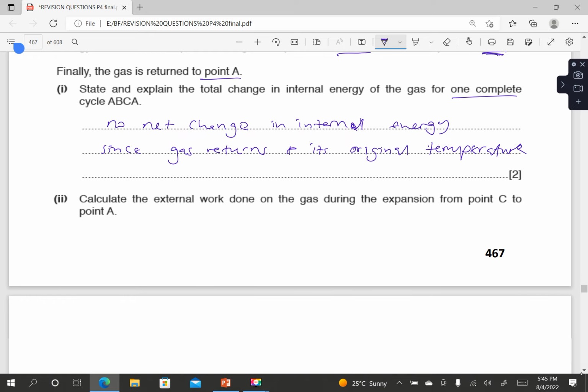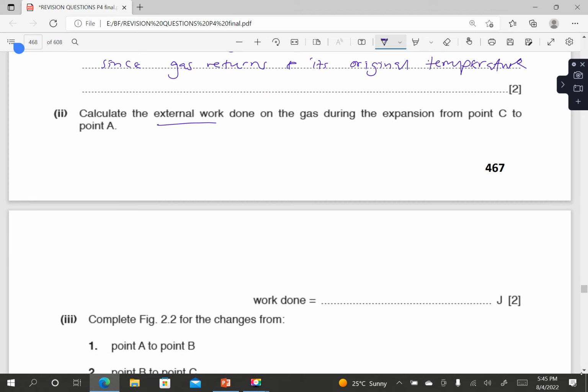Okay, I think that is obvious. Calculate the work done, external work done on the gas during the expansion from point C to point A. So we can get the work done. Since it is an expansion, you have in mind that the work done is going to be negative. So work done is equal to pressure times change in volume. Now the pressure, from the graph, you can look at the graph. The pressure is 1.6 times 10 power, I think 5.